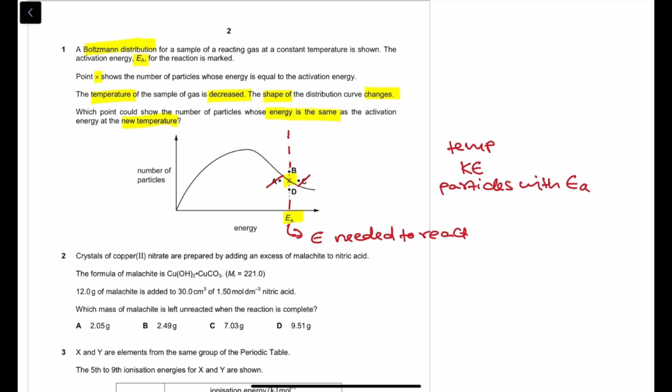So let's take a look at what happens when the temperature decreases. When we lower the temperature, the particles lose kinetic energy, so they're going to move a lot slower and with less energy. Therefore, the number of particles with the activation energy is also going to decrease, because remember, the activation energy is the energy needed for a successful collision to take place. Therefore, our answer must be D.